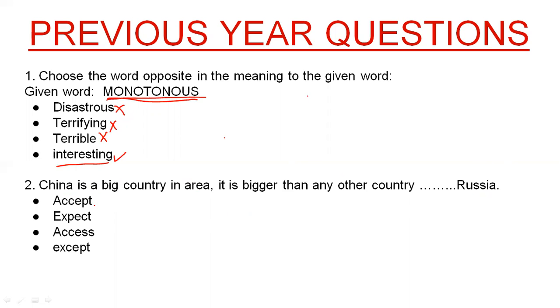The first is accept, means you're accepting something. So definitely this is not going to be your answer. Expect means when you're predicting something, you're expecting something to happen. So China is a big country, it is bigger than any other country expect Russia, it's not going to be a correct answer. Access, again, access means a way that you provide. Except means besides or excluding, and that is what the statement means, to say that China is a big country, it's bigger than any other country, but not Russia, except Russia or excluding Russia. So this is going to be your correct answer to be filled here.